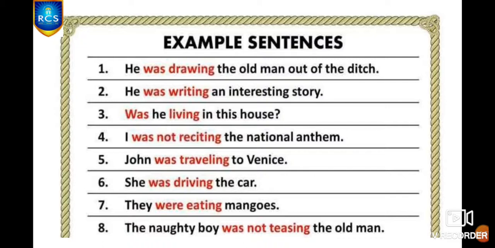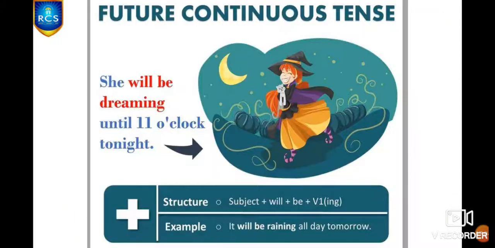Was he living in this house? I was not reciting the national anthem. Okay, you can refer to these examples, children. And next we are moving on to future continuous tense. The action that is continuing or that is going to be continuing at a specific period of time in future. What is the form? Subject plus will plus be plus first form of the verb plus ing. Okay. She will be dreaming until 11 o'clock tonight.